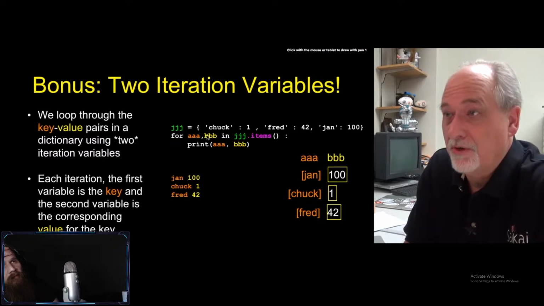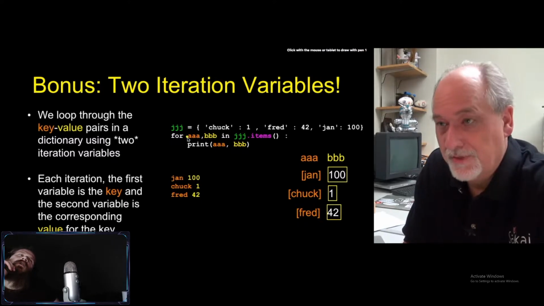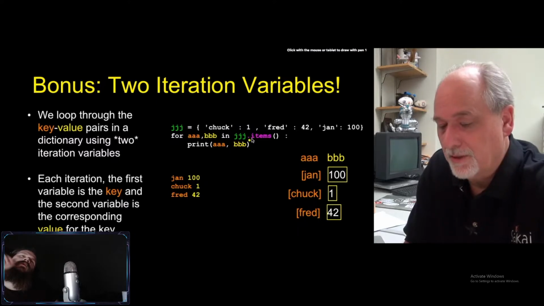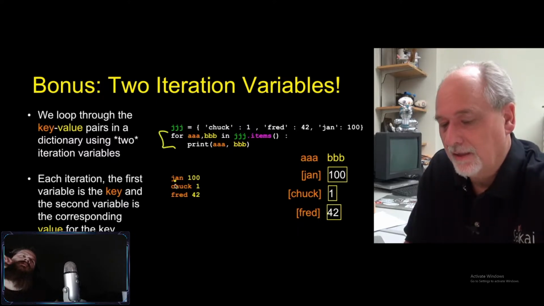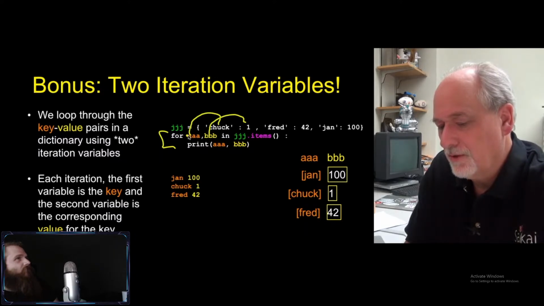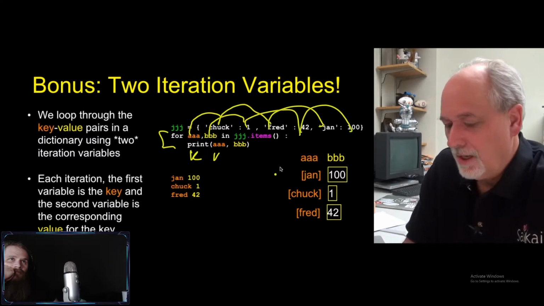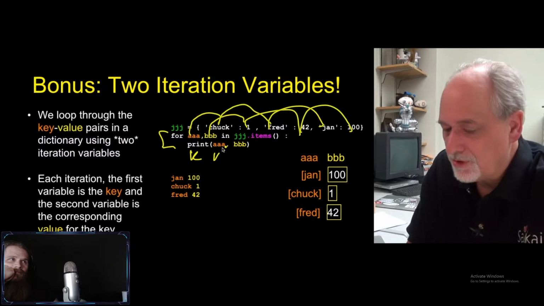And if you're coming from another programming language, this is super cool, and it's a Python-only feature. I've never seen another language that's capable of doing something this simple and that elegantly. So what this basically does is says, we're going to simultaneously advance these 2 iteration variables. So this is going to be the key and the value, the K and the V. Key and the value is going to be Chuck 1, then they're both going to advance. Fred, 42, Jan, 100.